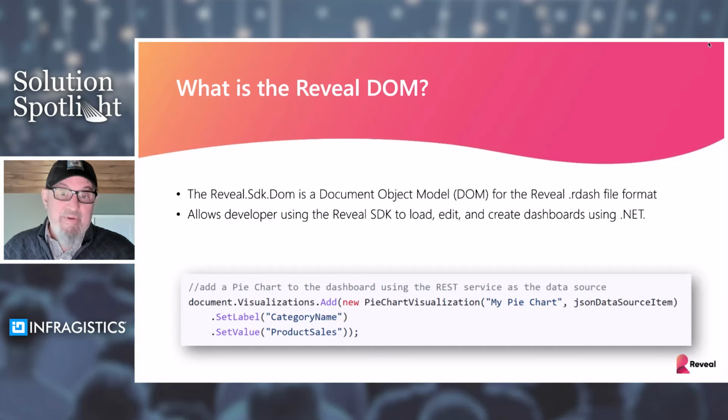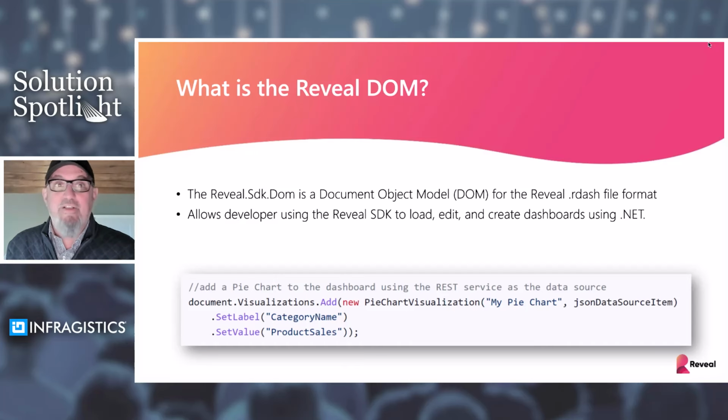You can dynamically create dashboards in memory. So for example, here you can see a little code snippet. I've created a dashboard object. It's called a dashboard document. I want to add a new visualization. What kind of visualization do I want to add? Well, how about a pie chart? How about the data source is this JSON data source, and I want to set the label and the value. Now this is all programmatic.